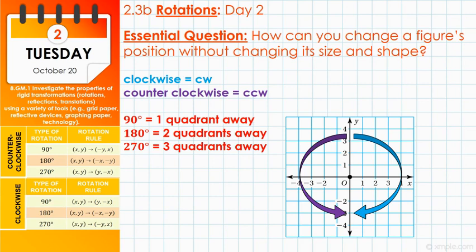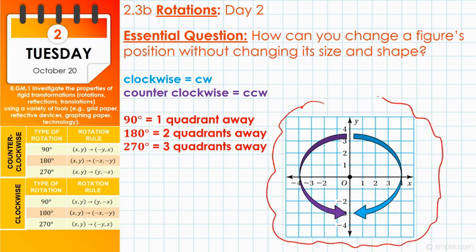Rotations day 2. Pause the video, take a moment to sketch a coordinate plane and identify the difference between clockwise and counterclockwise. Today you will see clockwise and counterclockwise written this way: clockwise as simply CW, counterclockwise as CCW.